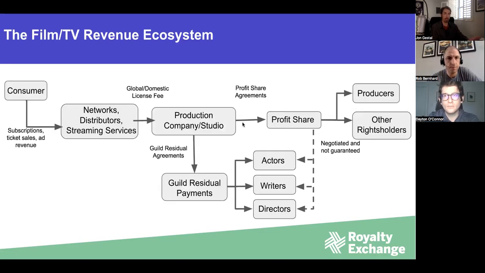So we put together this little flow chart to help conceptualize all that revenue. As you can see, it originates from the consumer. That's us paying for streaming services, going to the movies, whatever. It gets paid to networks, distributors, and streaming services, which then flows to the production companies or studios who give the license to those distributors.